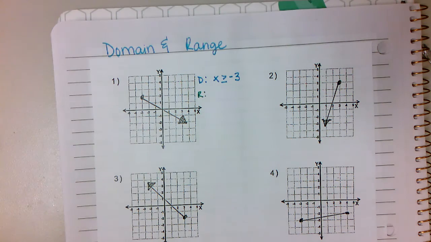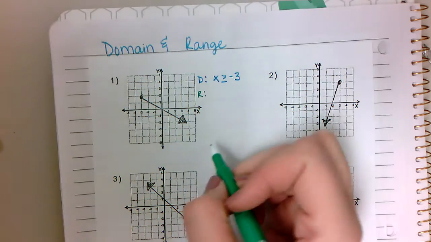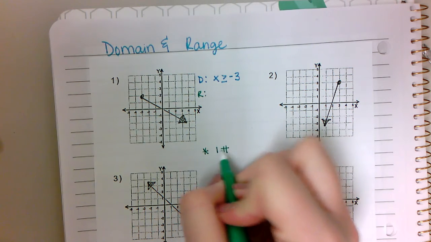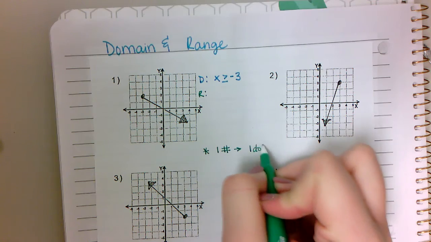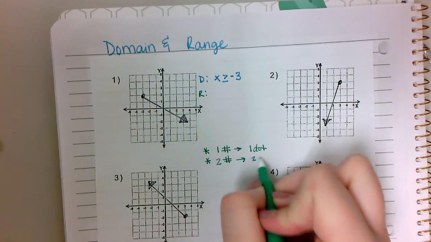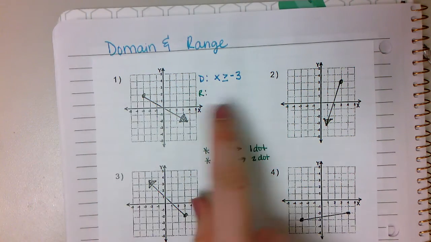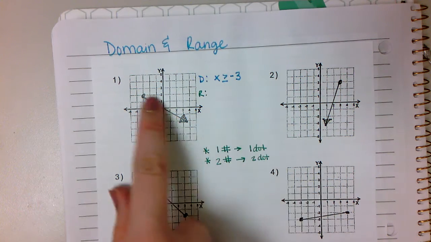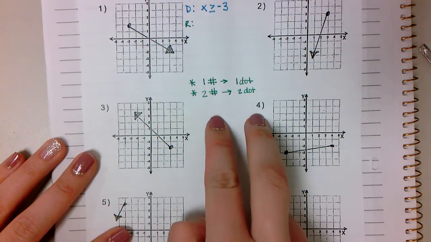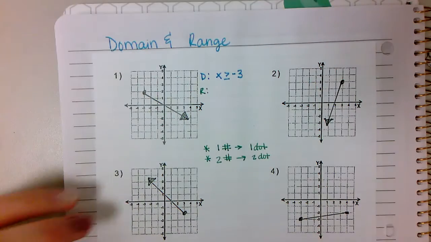So what I like to remember as my little hint, and you can write it, we'll write it right here: one number, one dot. Two numbers, two dots. So when your graph has one dot, that means that your domain and your range is going to have just one number in the answer. When you have an example like number 4 and you have two dots, then your answer should have two numbers as well in the middle of those. So that's kind of my hint that I use to remember.